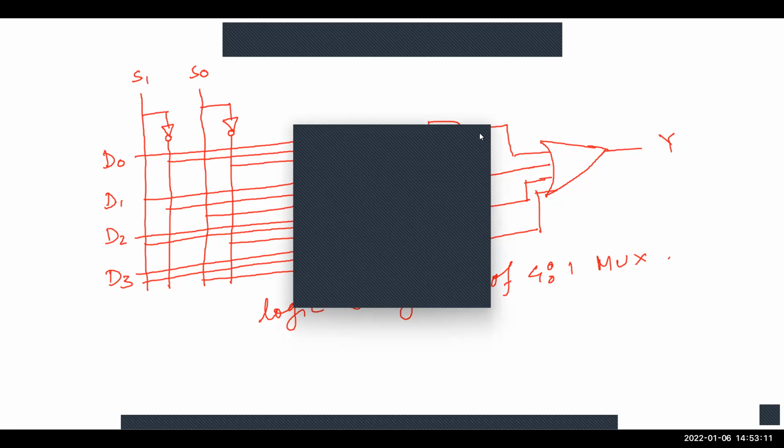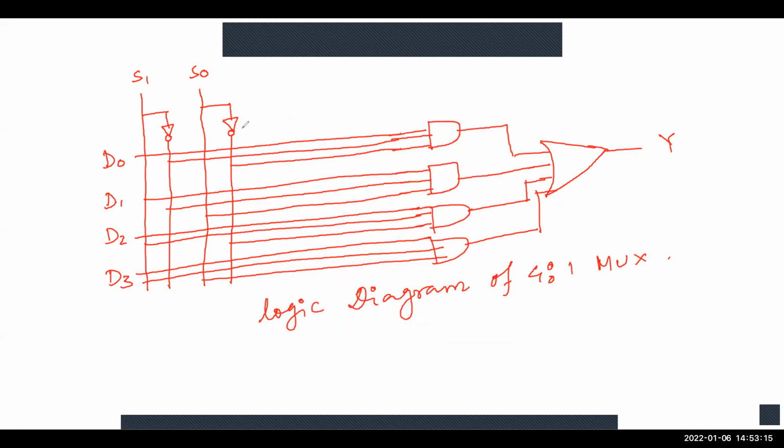So with the help of two NOT gates, here you can see these are the two NOT gates, and this is the four 3-input AND gates, and one 4-input OR gate. We can easily build the 4:1 mux. Okay. Now this is the 4:1 mux.